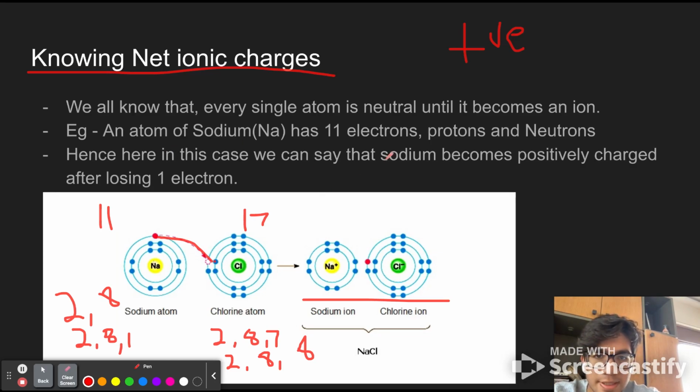An atom of sodium has 11 electrons, protons, and neutrons. Hence, here we can see that sodium becomes positively charged after losing one electron, whereas chlorine becomes negatively charged after gaining one electron.